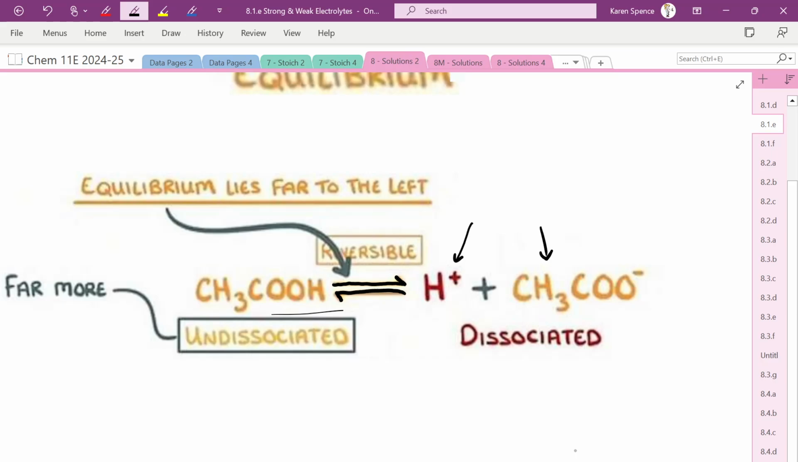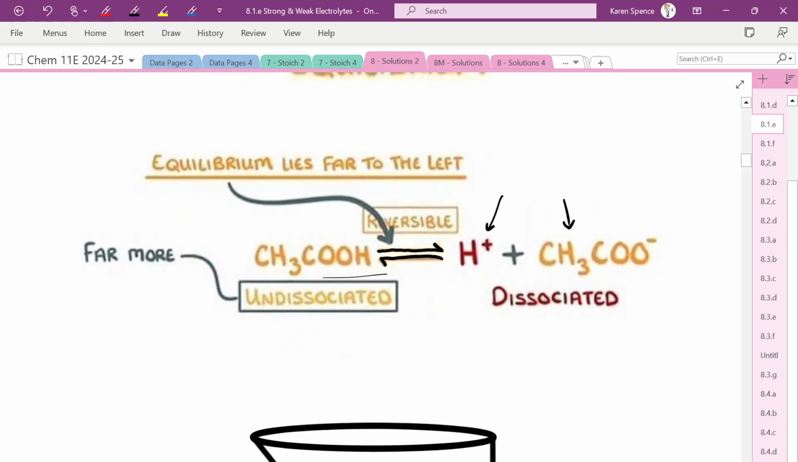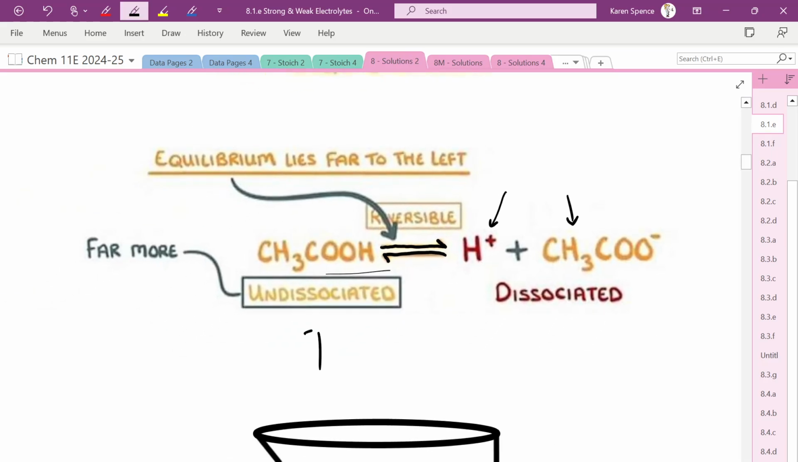Yeah? And that's what we call an equilibrium arrow, and that's what almost all of Chemistry 12 is, equilibria, where we have things going back and forth. Okay, so this is just partial dissociation.